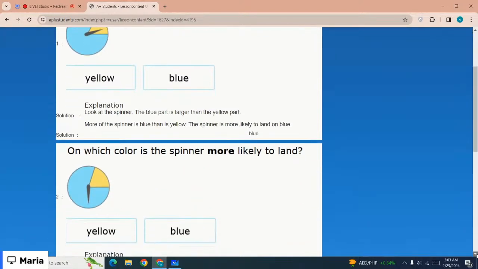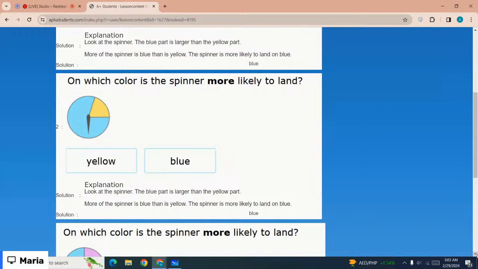Look at the next example. On which color is the spinner more likely to land? The spinner has two portions again. One of them is yellow and the other is blue. Most of the portion of the spinner is blue, and a small portion is yellow. So the spinner is more likely to land on blue. Got it?